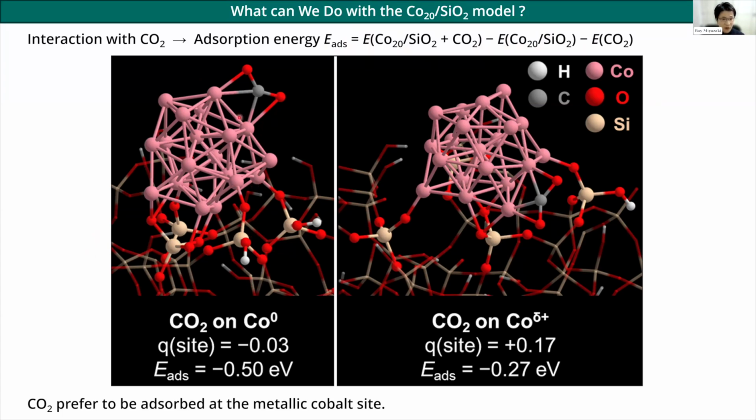So here, this is a CO2 adsorption structure at the most negatively charged, or that means metallic cobalt site. And the actually calculated adsorption energy is minus 0.5 electron volt. But for the cationic site at the interfacial site, adsorption energy is calculated to be minus 0.27 electron volt. That means the CO2 prefers to be adsorbed at the metallic cobalt site here, and this interfacial site is not the most stable or preferable CO2 adsorption site.